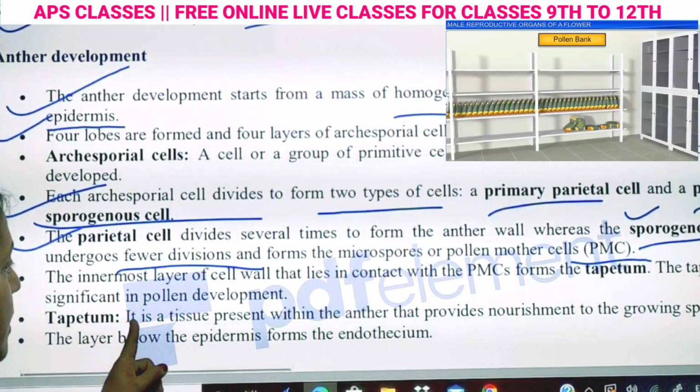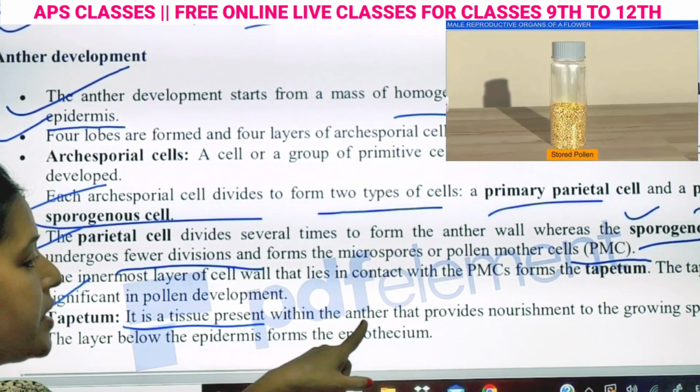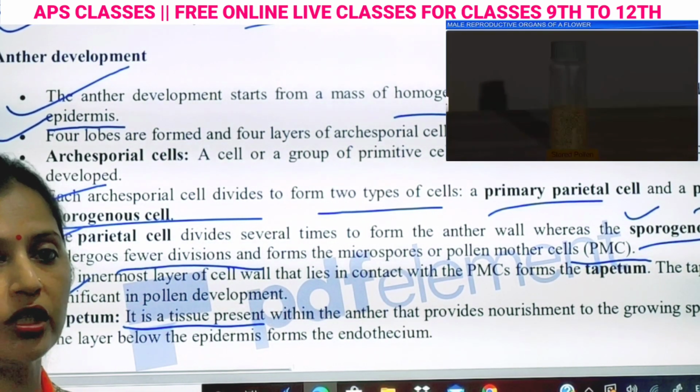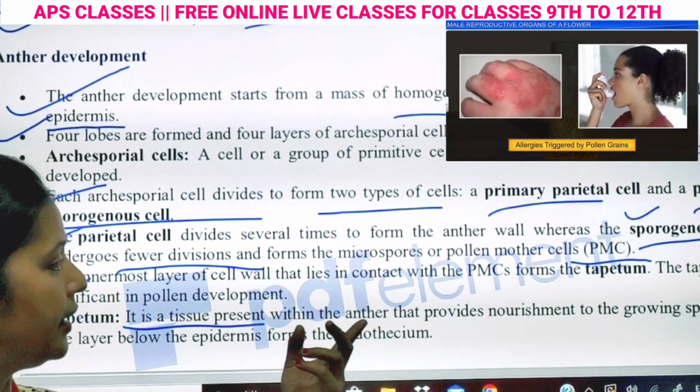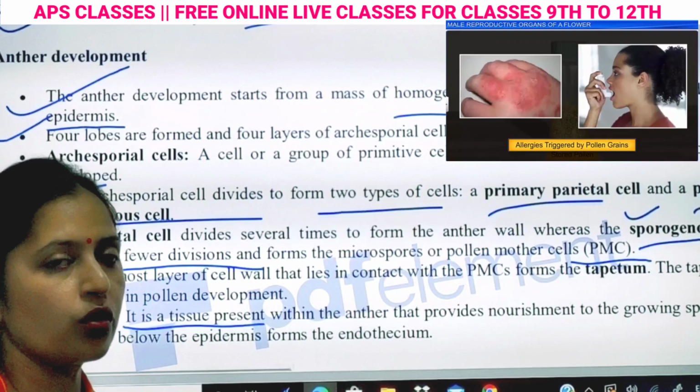What do you mean by tapetum? It is a tissue. Tapetum is a type of tissue that is present within the anther and that provides the nourishment to the growing spores.